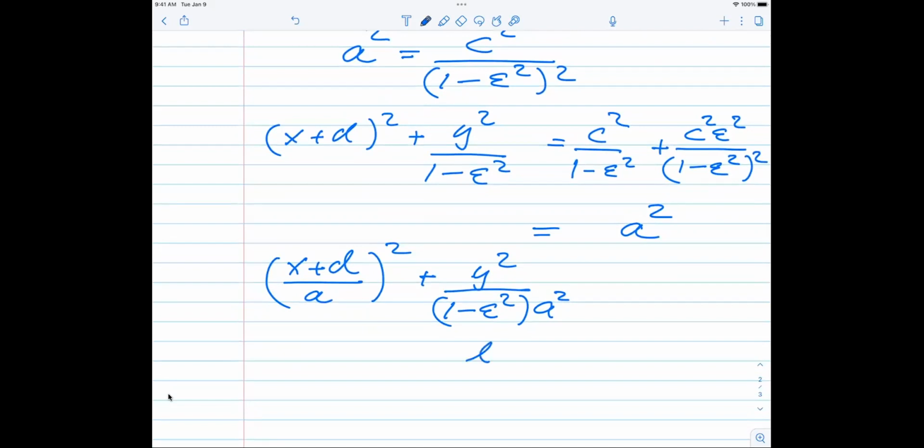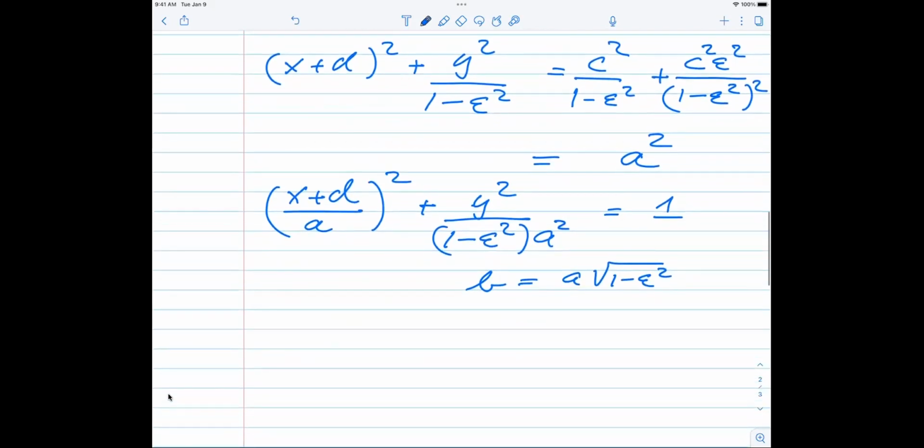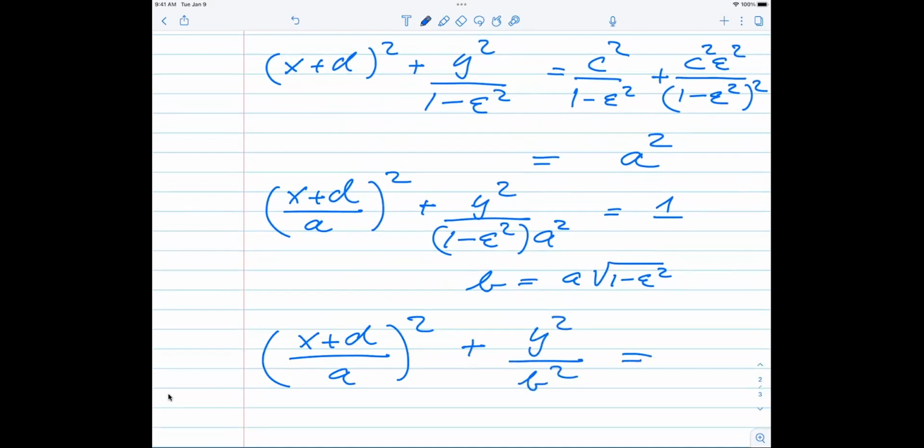So I can define a new constant b, which is simply a times 1 minus this epsilon squared. If I do that, I can rewrite everything as (x + d) divided by a, squared, plus y squared divided by b squared, equal to 1. And this is nothing but the equation for an ellipse.